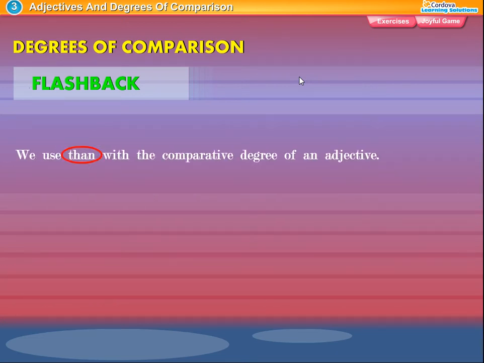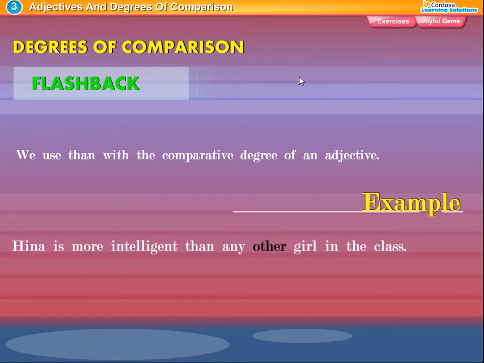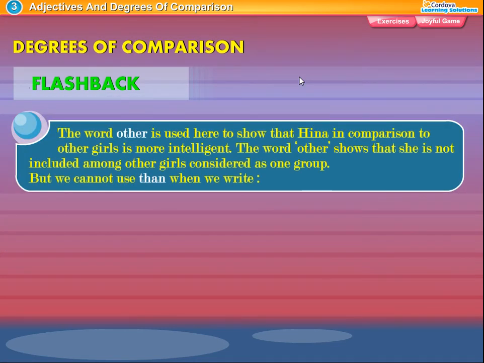We use than with the comparative degree of an adjective. Example: Hina is more intelligent than any other girl in the class. The word other is used here to show that Hina, in comparison to other girls, is more intelligent. The word other shows that she is not included among the other girls considered as one group. But we cannot use than when we write Hina is more intelligent of the 2 girls.